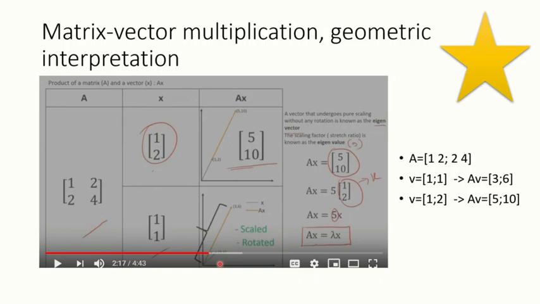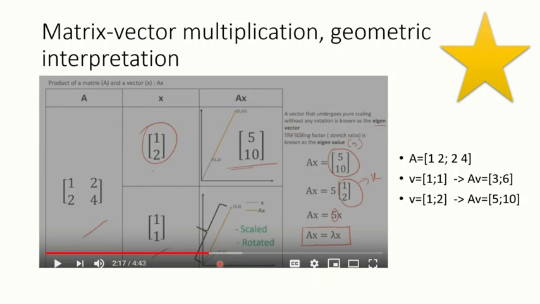However, there's a special data point. That's 1, 2. 1, 2 is a special vector. So this is 1, 1, and 1, 2 is here. Let's call it U. Okay. So this is a special vector, and the value is 1, 2.